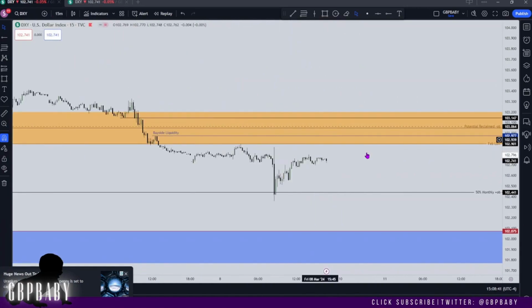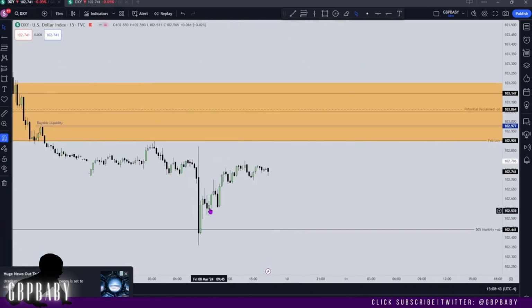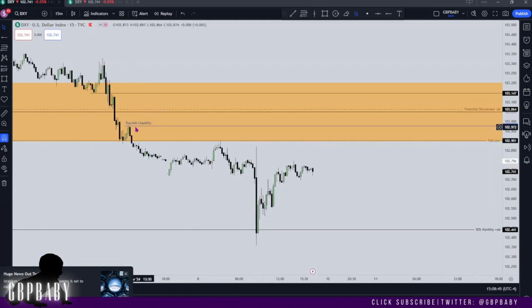15 minute, there's not really anything on the 15 minute. You can see we're kind of just consolidating right now, but again, there's that buy side liquidity I was talking about. You can see the breaker set up there, so I wouldn't be surprised to see price trade up here first at the beginning of the week.